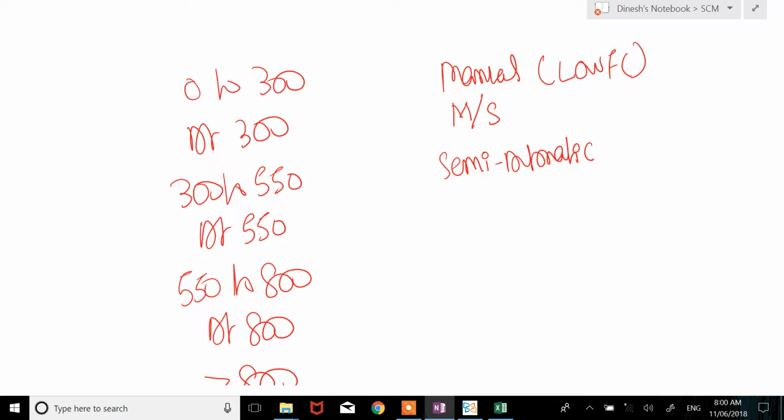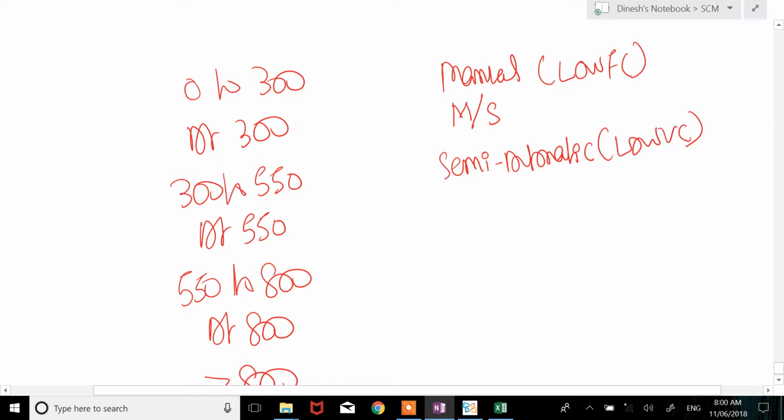No, it's not manual or semi. Do one thing: at 550, calculate the cost for all the 3 alternatives. Quickly do the total cost, variable plus fixed, and then tell me which is the lowest. Below indifference point, low fixed cost. Above indifference point, low variable cost.